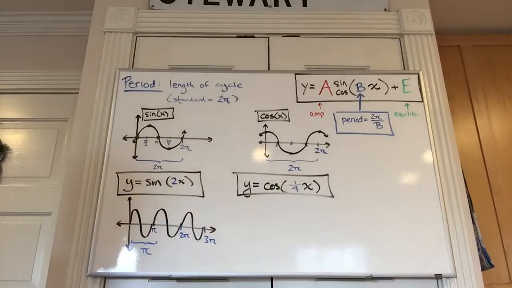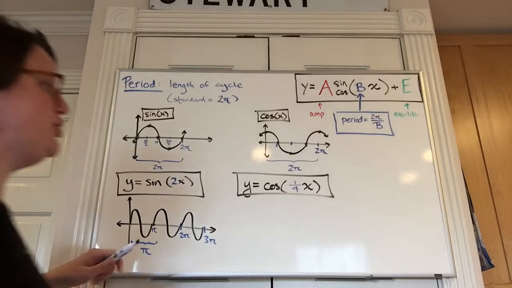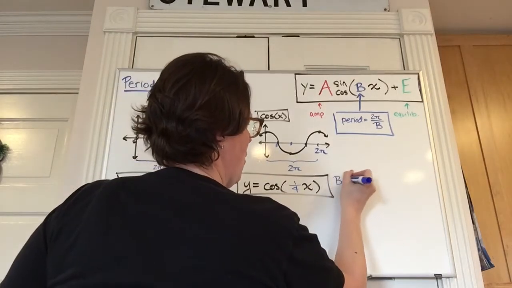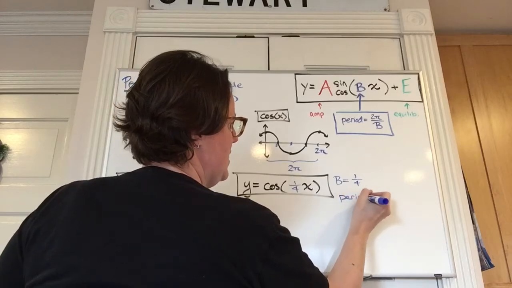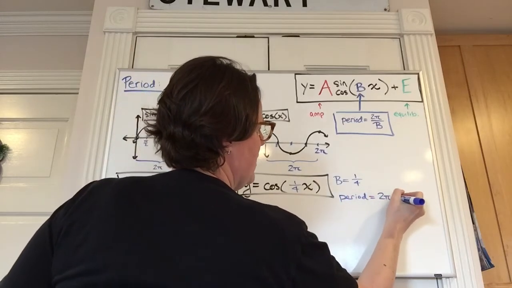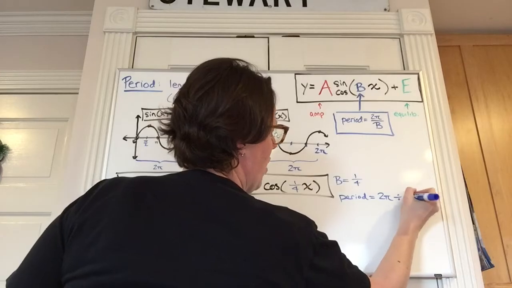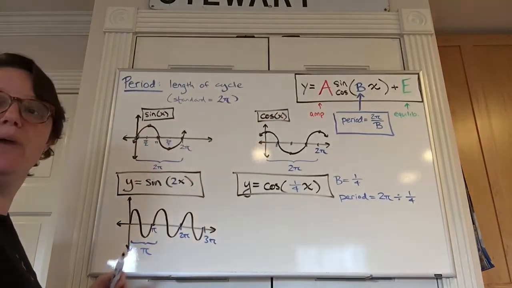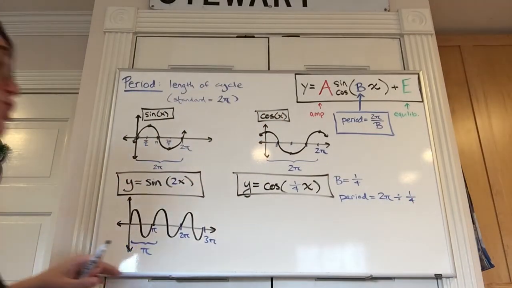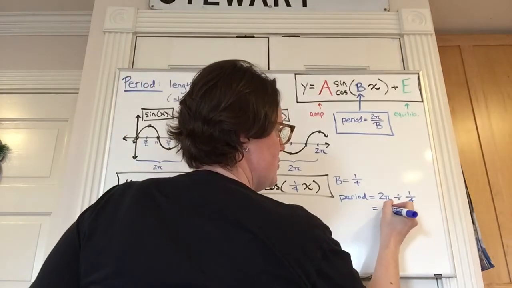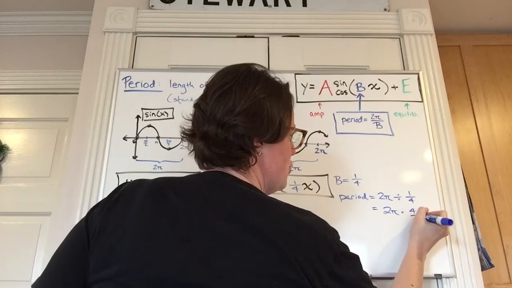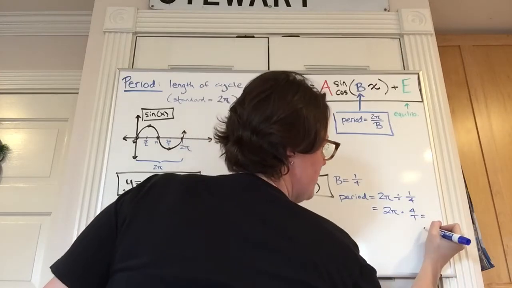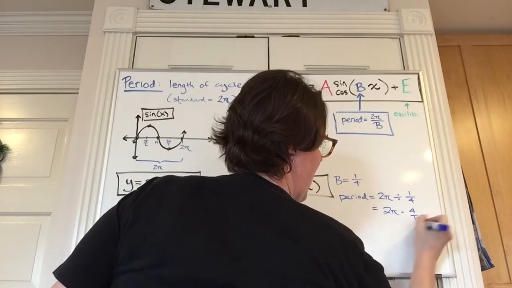In this case, the b value, what's being multiplied inside the function, is 1/4. So the period is going to be 2 pi divided by 1/4. What you might remember is when you divide by a fraction, you multiply by the reciprocal. So this is going to turn into 2 pi times 4 over 1, or just 2 pi times 4. The period for this function is going to be 8 pi.